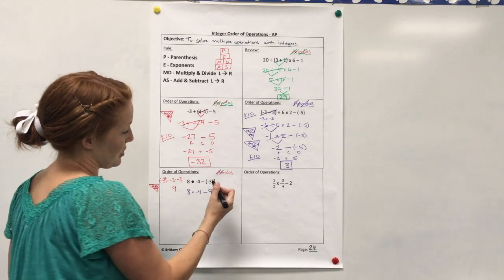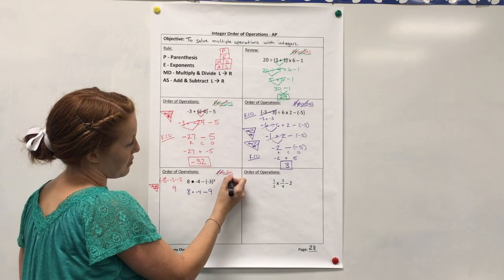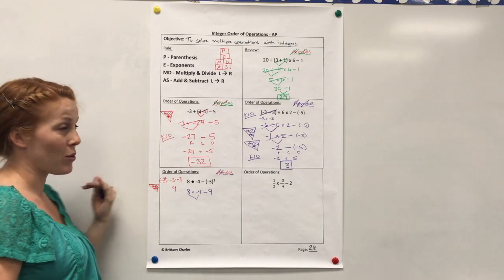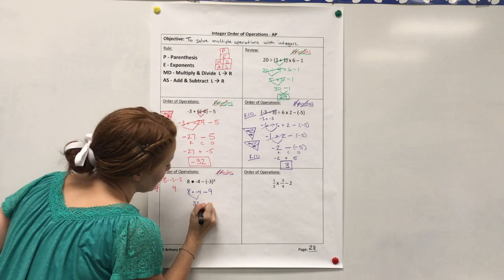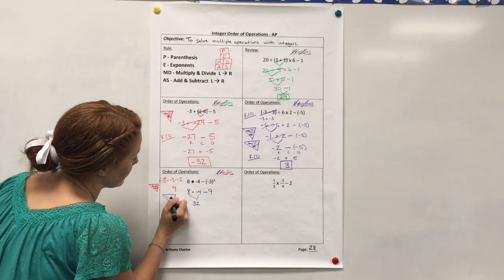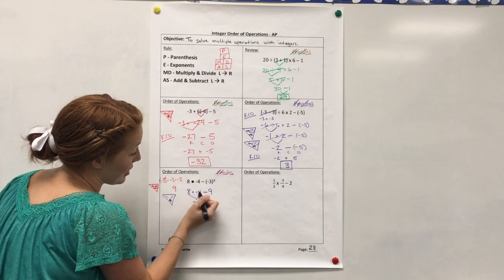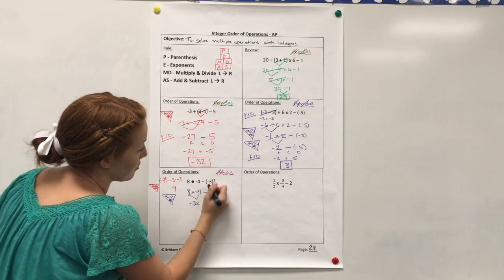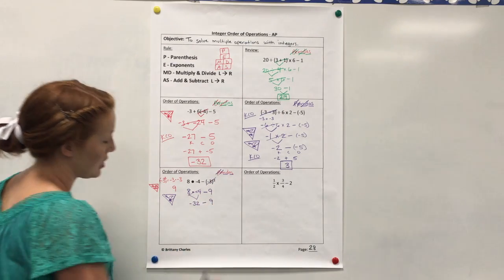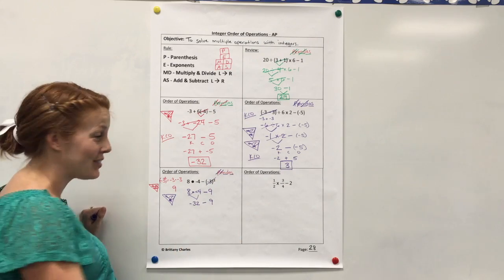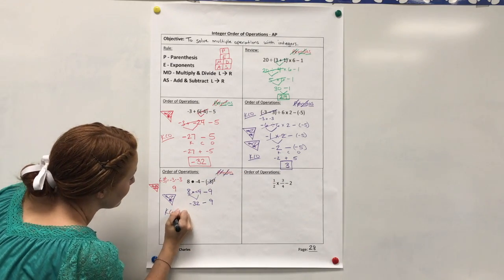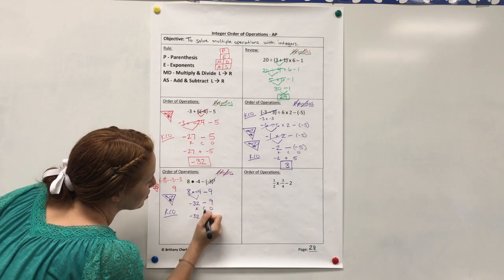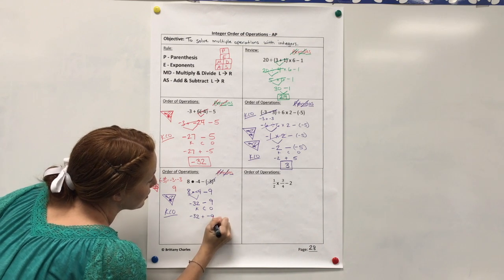Okay, so next I have multiply and divide, and I see multiplication. So 8 times negative 4. Well, 8 times 4 is 32, and I have to do mad face. A positive 8, a negative 4, so that makes negative 32. Then I bring this down, minus 9, and I see subtraction, so what do I have to do? KCO. Keep, change, opposite. Negative 32 plus negative 9.